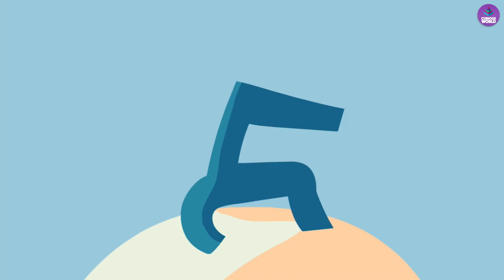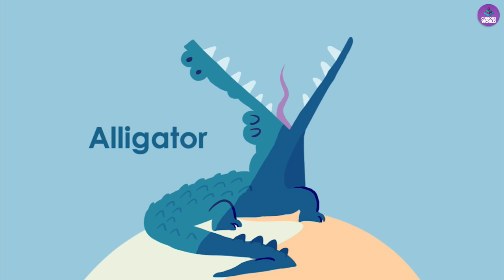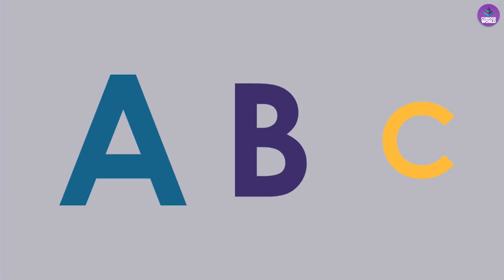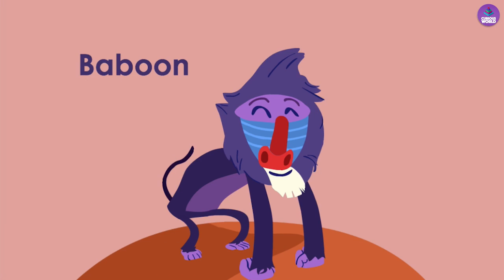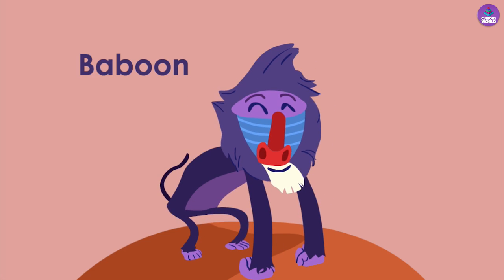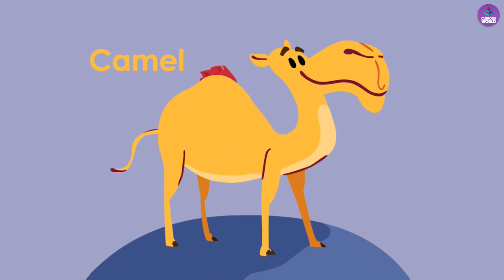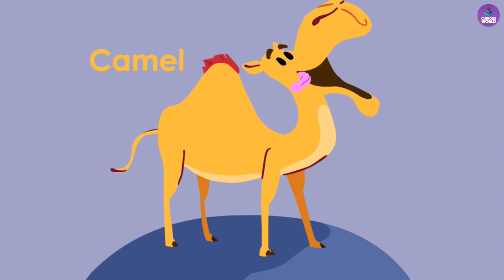A is for alligator. A. B is for baboon. B. C is for camel. C.